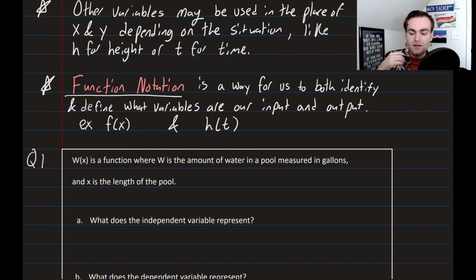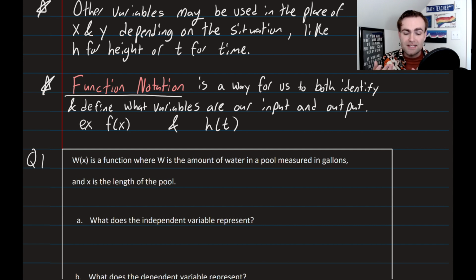This is a way for us to define variables that are specifically our input and specifically our output. Typically we use f of x, you see f parenthesis x, but sometimes we might use other variables like h of t. What this basically means is that the inside variable, the variable inside the parentheses, is your input, and the variable outside our parentheses is our output. This does not imply multiplication.